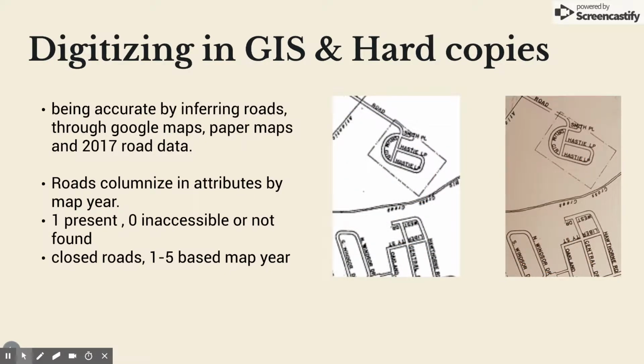Another thing that I need to make sure of is those hard copies, those paper maps. When you are using something on the internet, you have pixelation, so it's very difficult for me to understand, is this an M or an H? Having those paper maps let me know that when I'm labeling these roads, the spelling is correct.